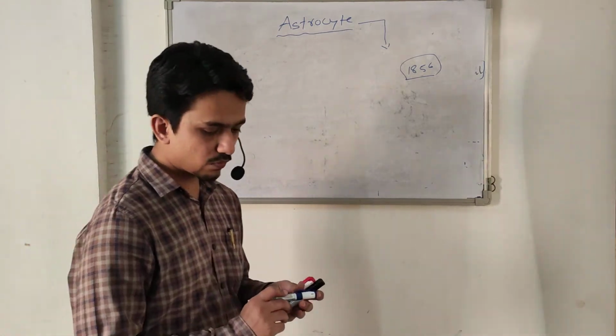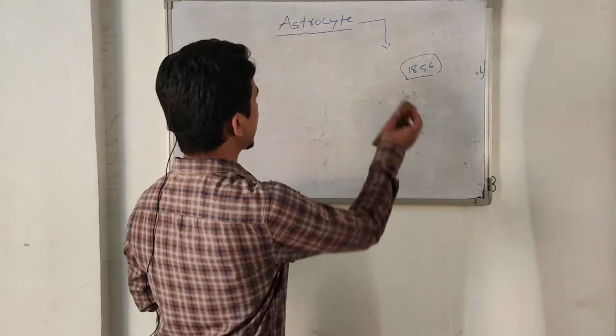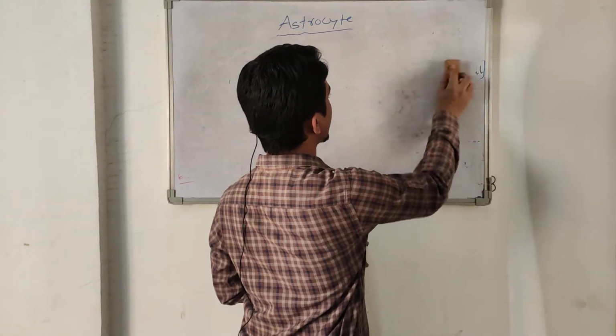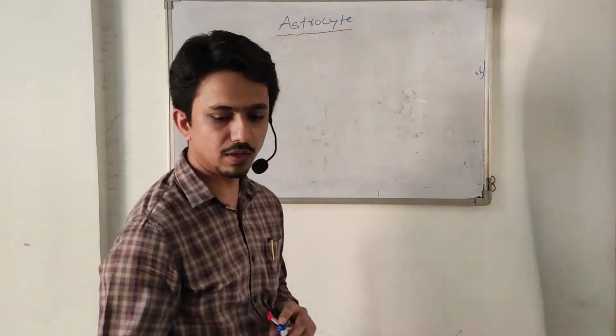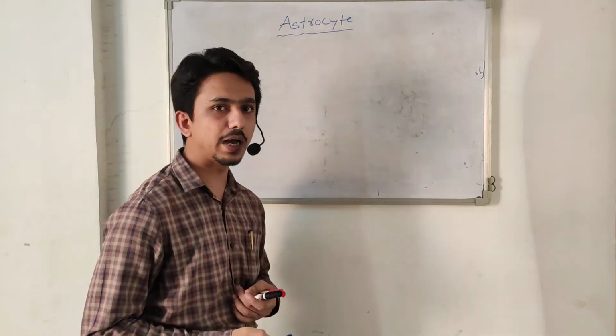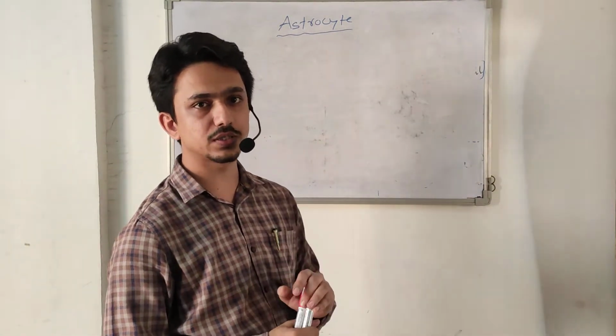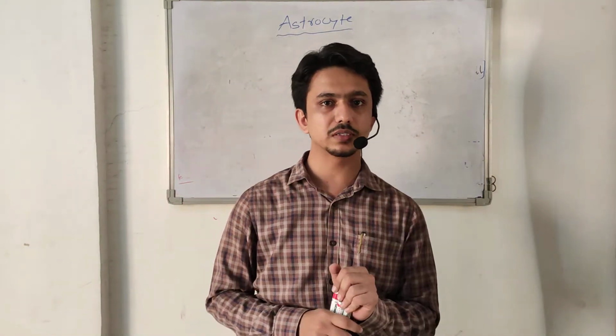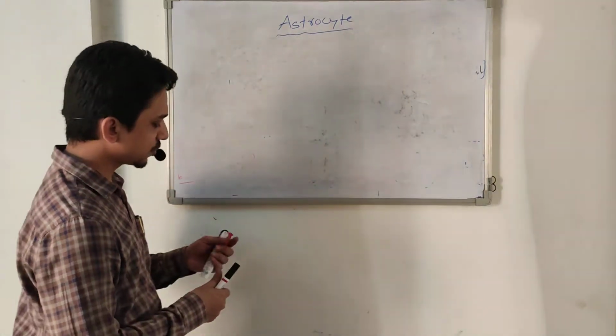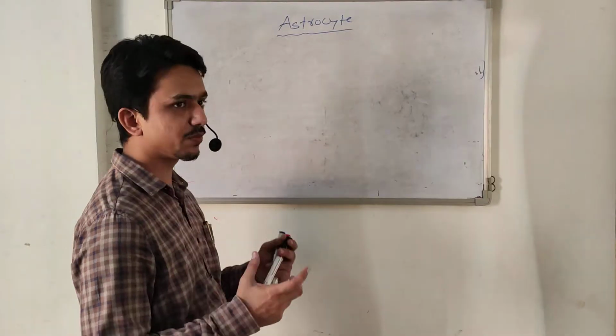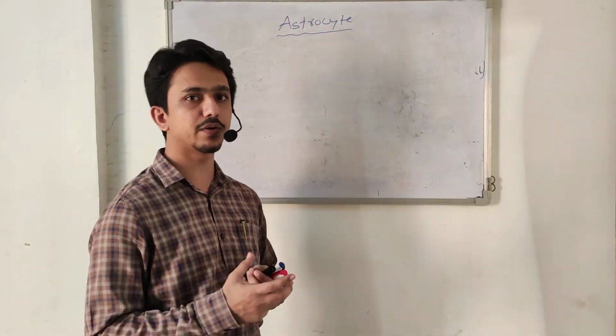Whatever study we have on astrocytes till now, we will discuss, but this is not given in a book. I refer to different international journals and scientific evidence. So astrocytes are basically star-shaped neuroglia cells present in the central nervous system.